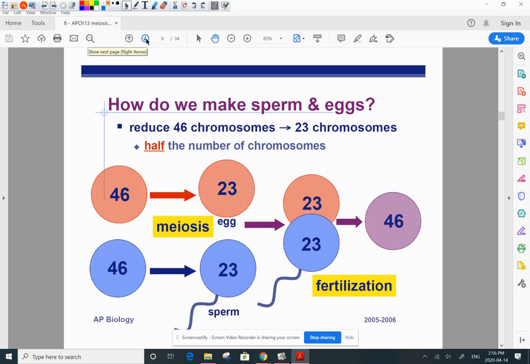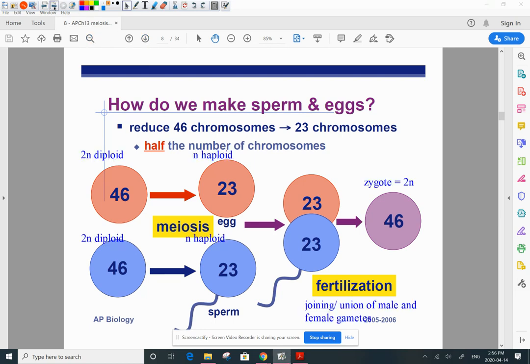Moving right along, to make sperm and eggs, obviously we have to reduce the number of chromosomes. We have to take a diploid cell, like a body cell, 2n, and reduce the number to haploid. That is how females make eggs. They undergo meiosis in their ovaries. This is oogenesis, the production of eggs.